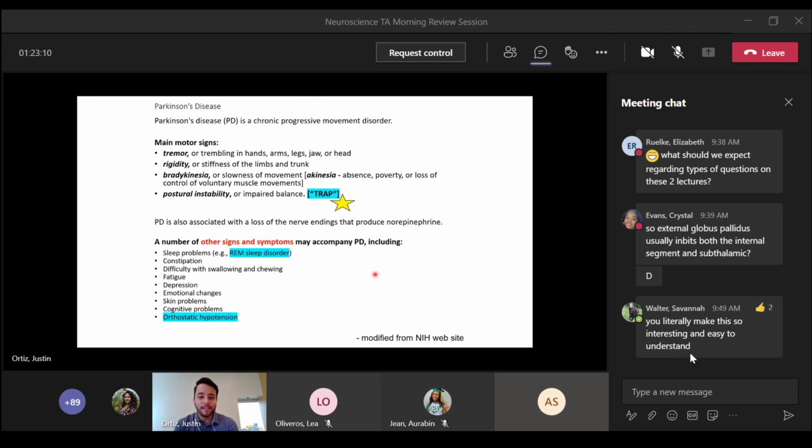So Parkinson's disease, right? We know it's a progressive, chronic movement disorder. The most important thing to note is TRAP. Those are the main motor signs for Parkinson's disease: tremor, rigidity, bradykinesia, as well as postural instability. And then two things that he noted in lecture, which I highlighted in blue, were effects on REM sleep as well as orthostatic hypotension. If you note those, you should be good in regards to this slide.